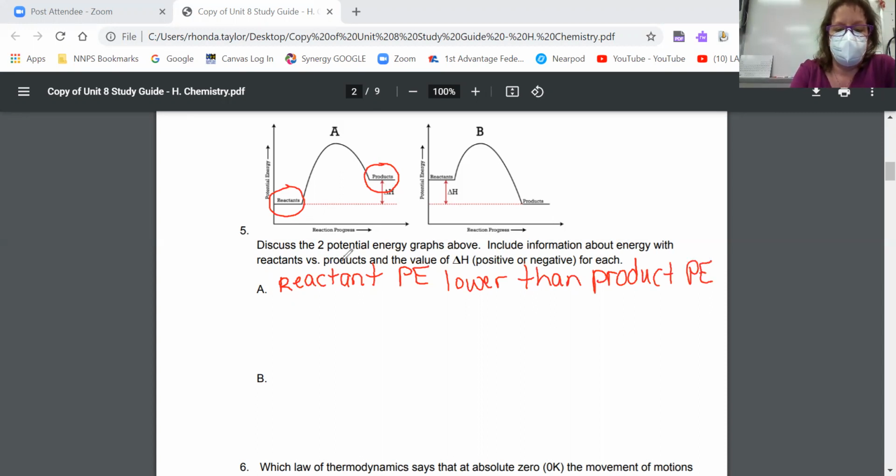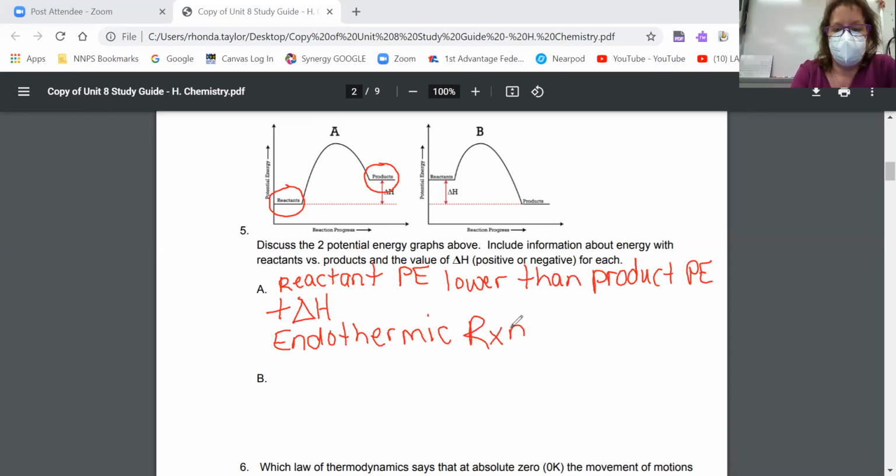All right, it says, what is the value of our delta H? Okay, in this case, it's going to have a positive delta H, and it is an endothermic reaction, because you got heat being absorbed there at the end.